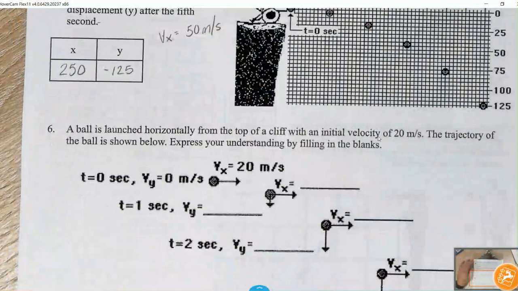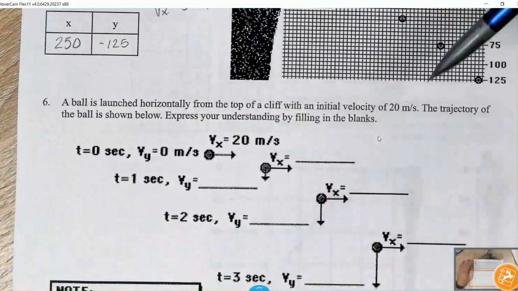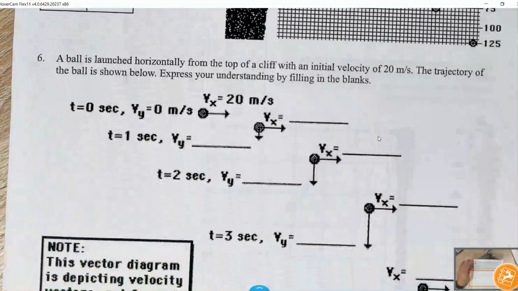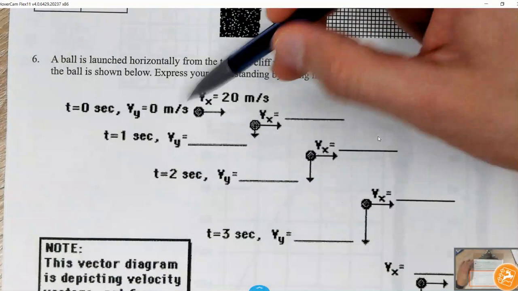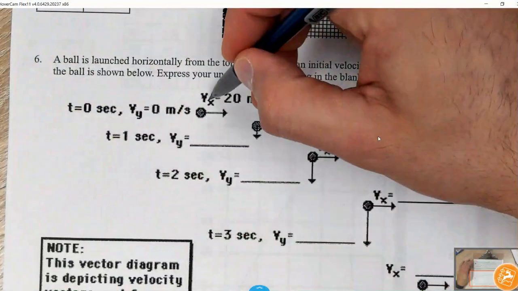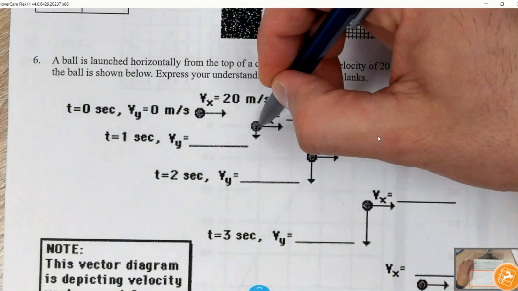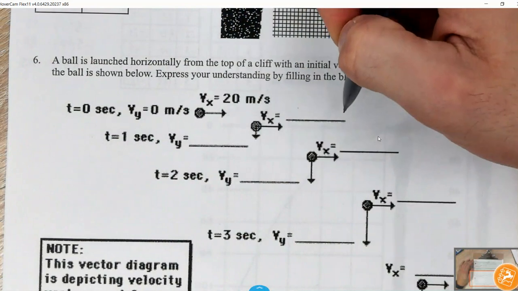So if a ball is launched horizontally from the top of a cliff, and it has an initial velocity of 20 meters per second, and the trajectory is shown below, express your understanding by filling in the blanks. All right, so at 0 seconds, right there, you have a Vx of 20 meters per second. What is the Vx going to be, guys, then, at the next second?